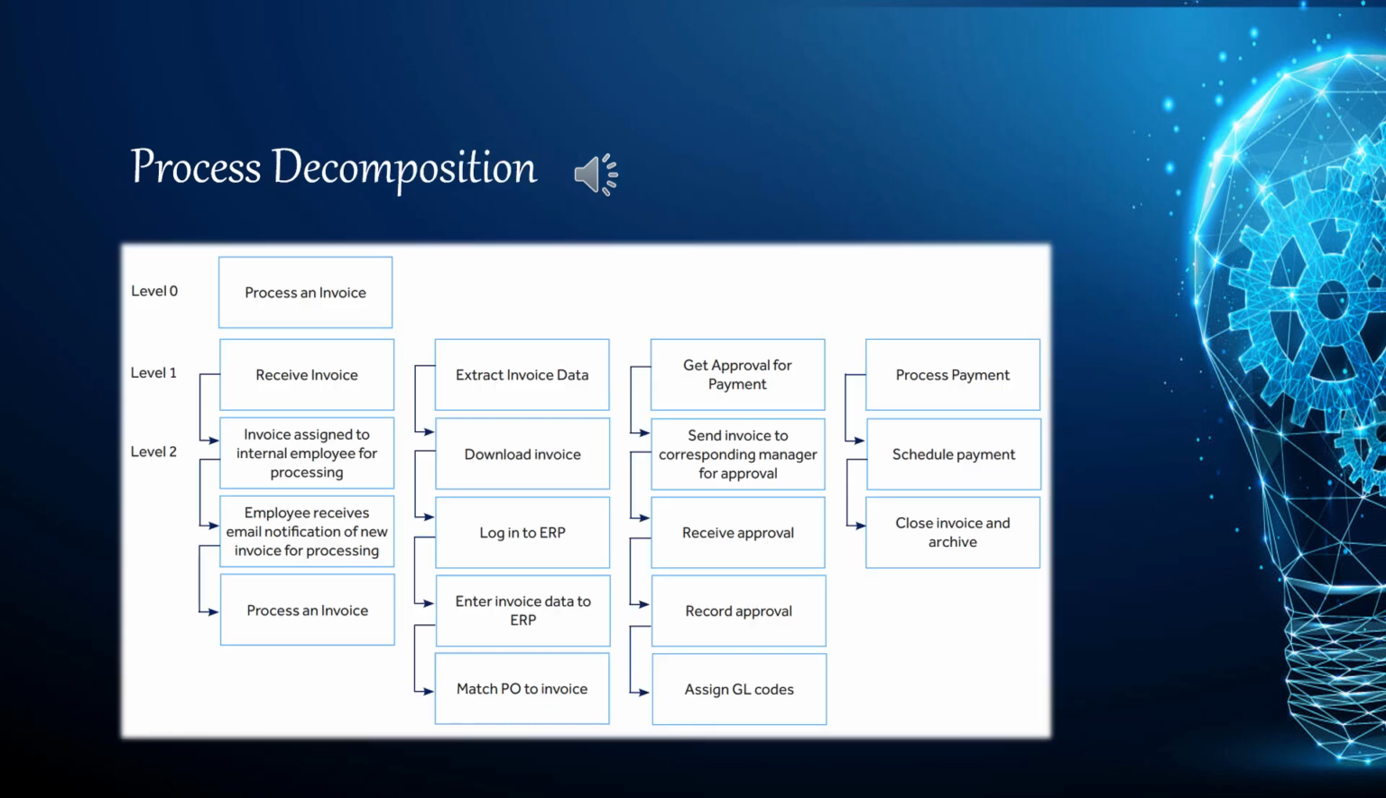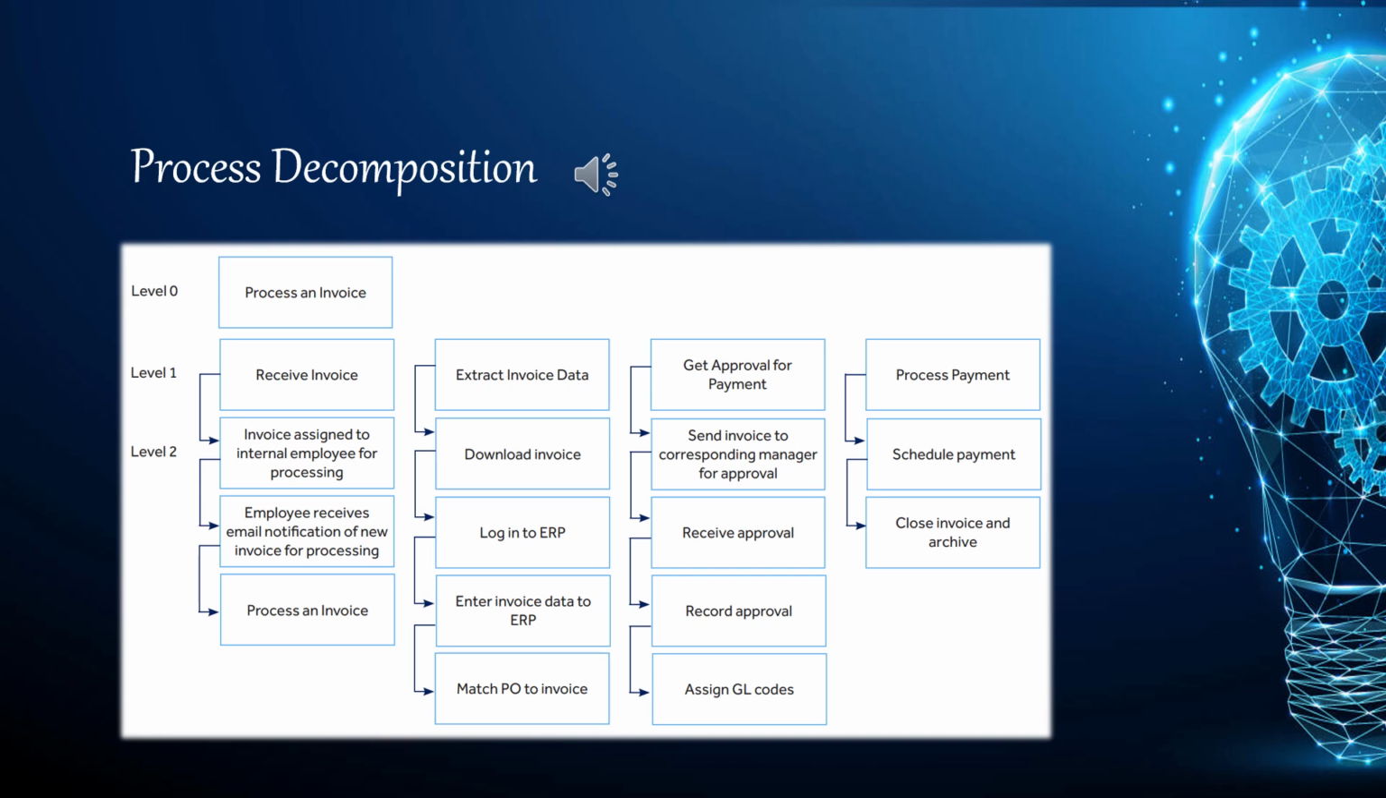What is process decomposition? Process decomposition is the practice of documenting all the sub-processes and tasks that make up a higher-level business process. For example, take a seemingly simple business process, processing an invoice. It is made up of several sub-processes and tasks involving multiple actors, actor actions, hand-offs, system interactions, etc.